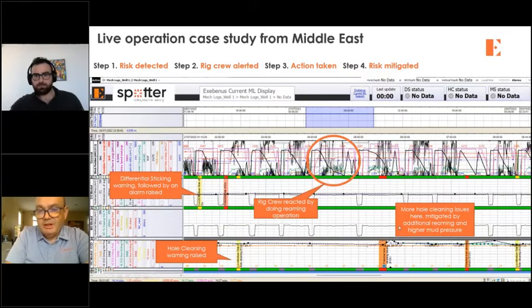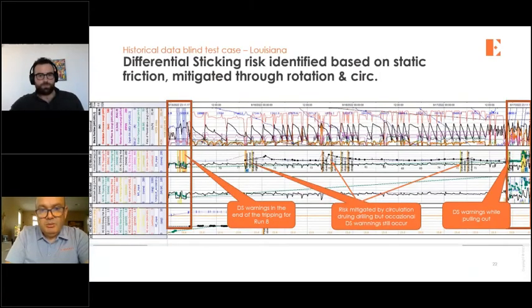But in any case, in this well, they didn't get stuck, so it's a happy end. So it's a happy story. The risk was detected, the crew was alerted, action was taken, and that helped. Basically, they didn't get stuck in this particular one. Tim, you want to talk about this case study?